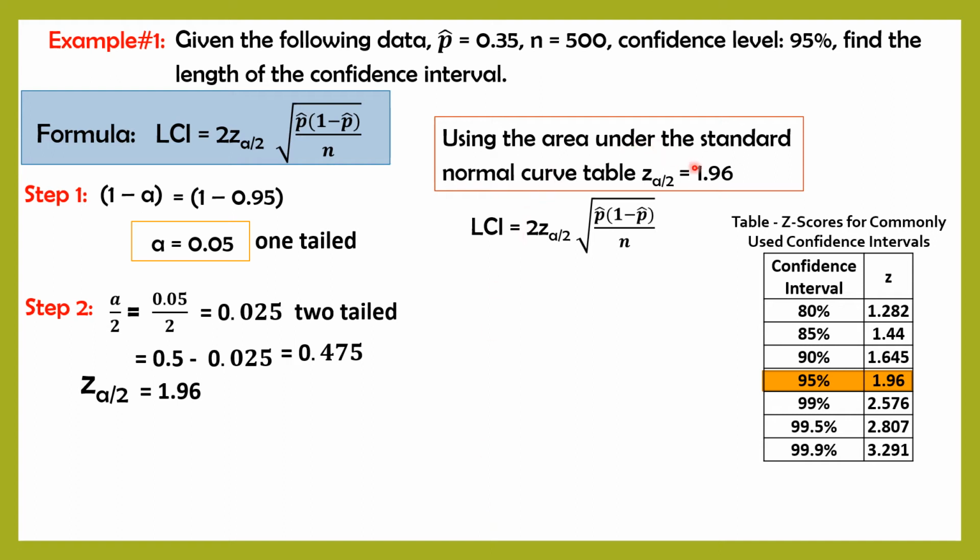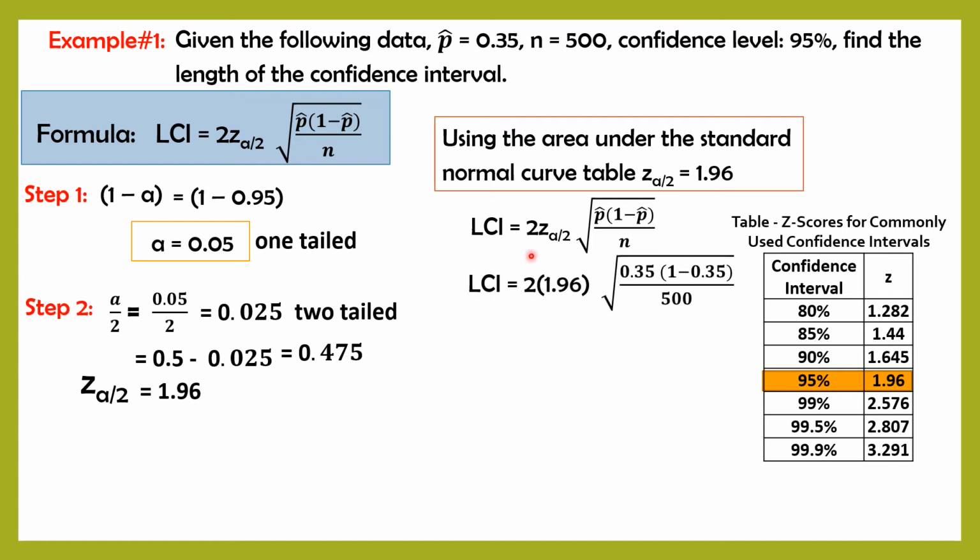So, using the area, the standard normal curve table. So, ang z natin sub alpha over 2 is equal to 1.96. Or, we can use this table. Sa table natin na z-score for commonly used confidence interval. So, mas madali yung ganitong setup. So, yung confidence interval natin usually ay 80%, 85%, 90%, 95%, 99%, 99.5%, 99.9%. So, ang equivalent z niyan ay, let's say ang given dito ay 95%, so that is 1.96. So, mas mabilis. And then, substitution lang tayo.